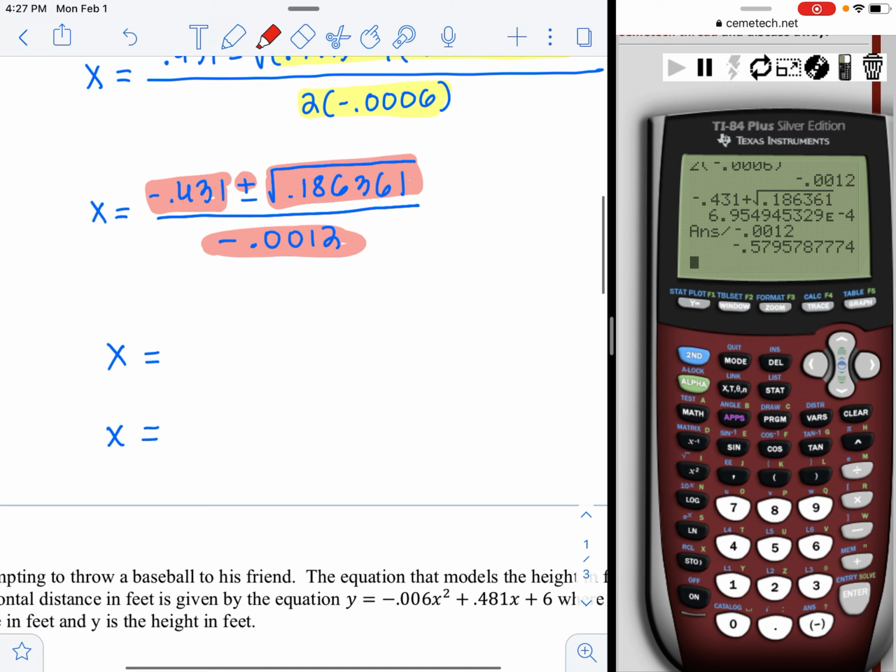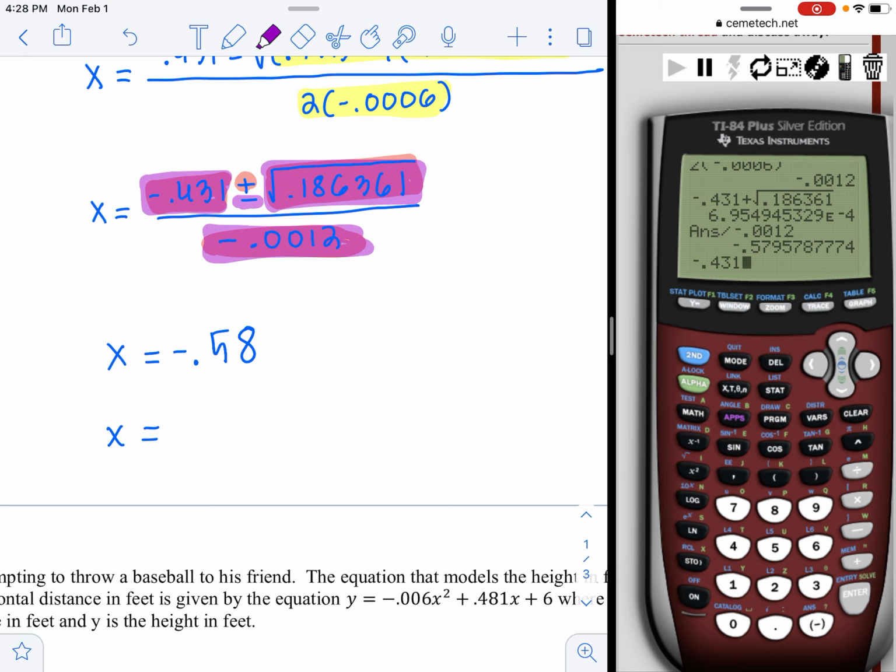All right, so my first answer is, what does it say to round to nearest hundredth? Sure does. So I'm going to do negative 0.58. Okay, now I'm going to get my other answer. How am I getting my other answer? I'll use purple for this. I'm going to do negative 0.431 minus this, enter, divided by this.